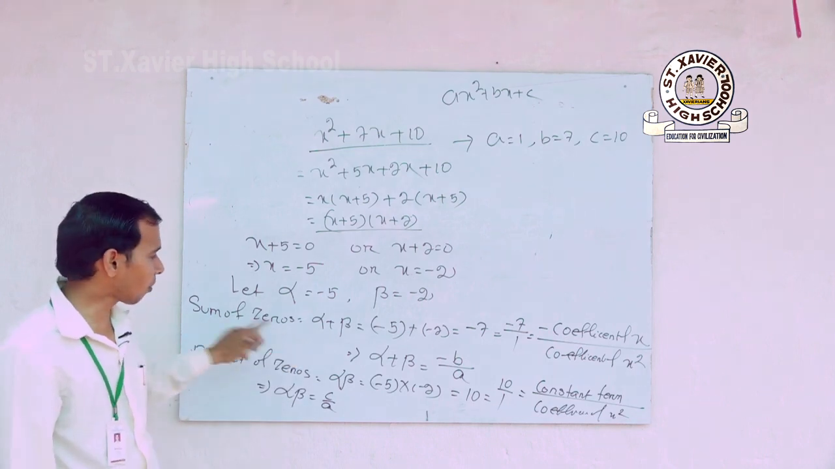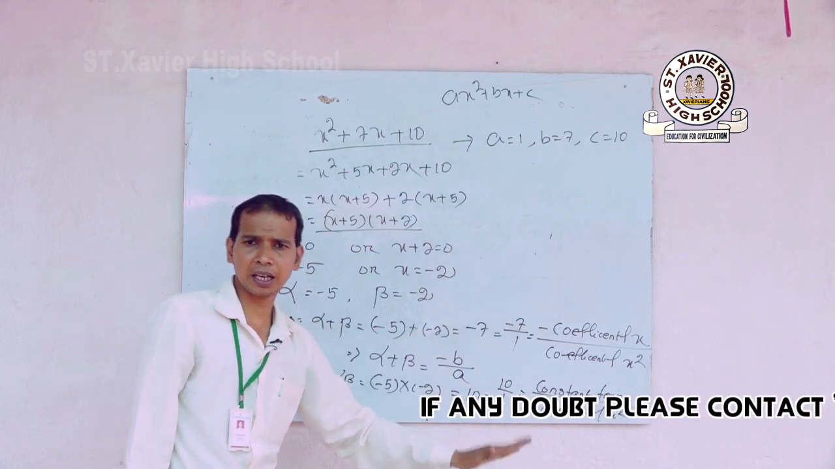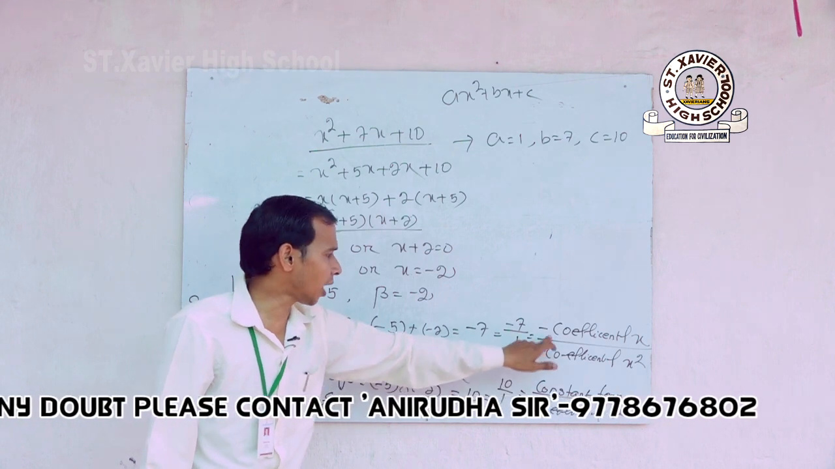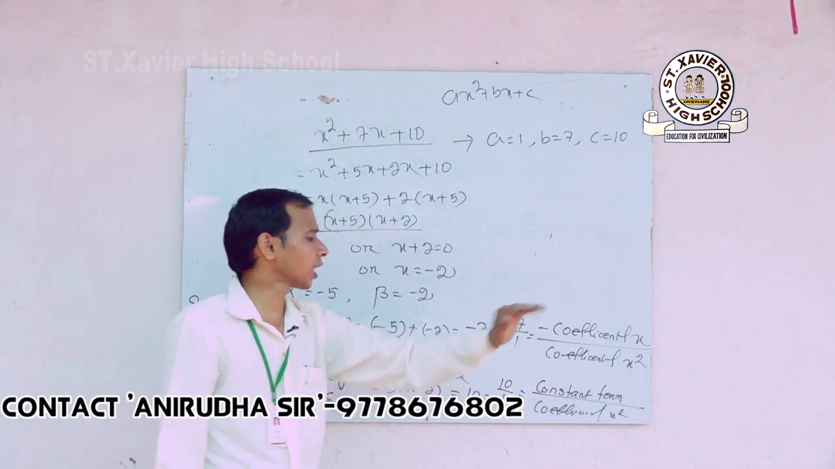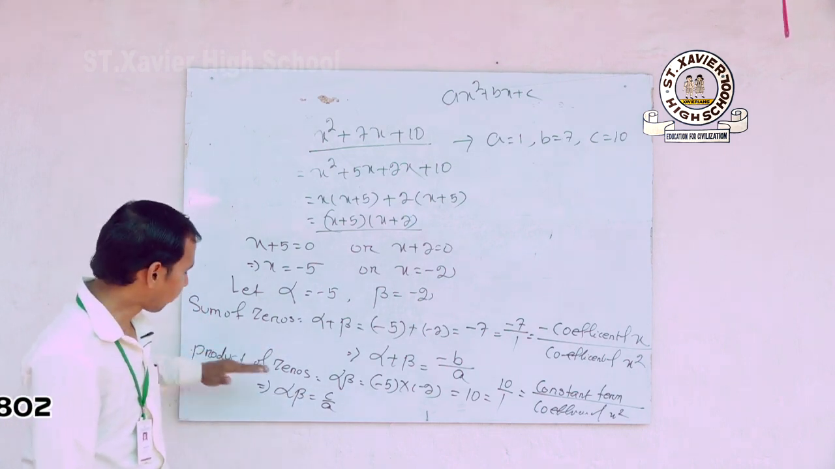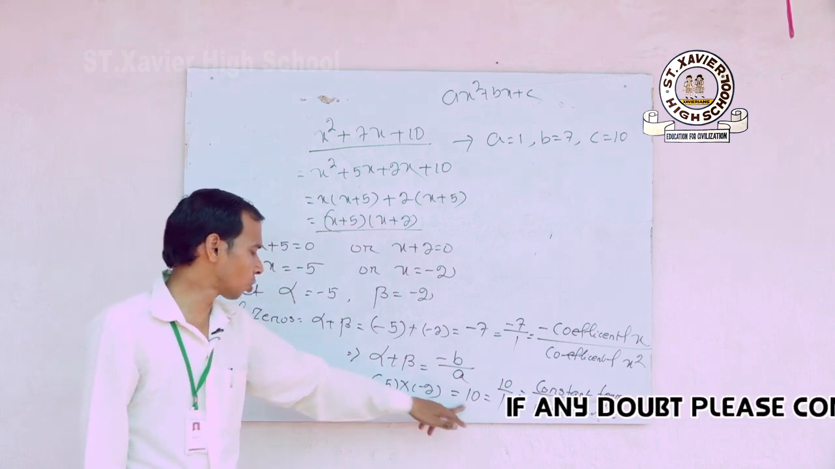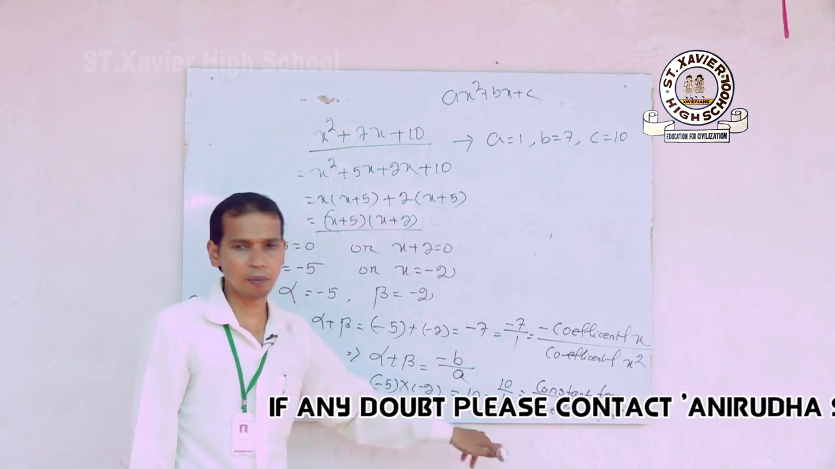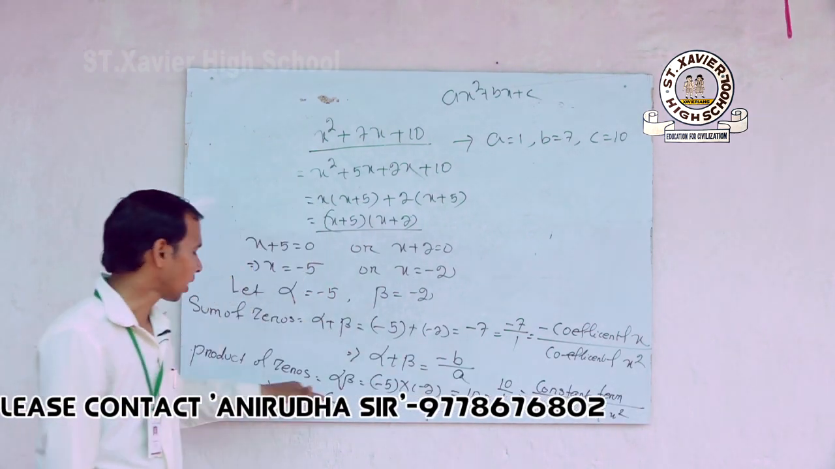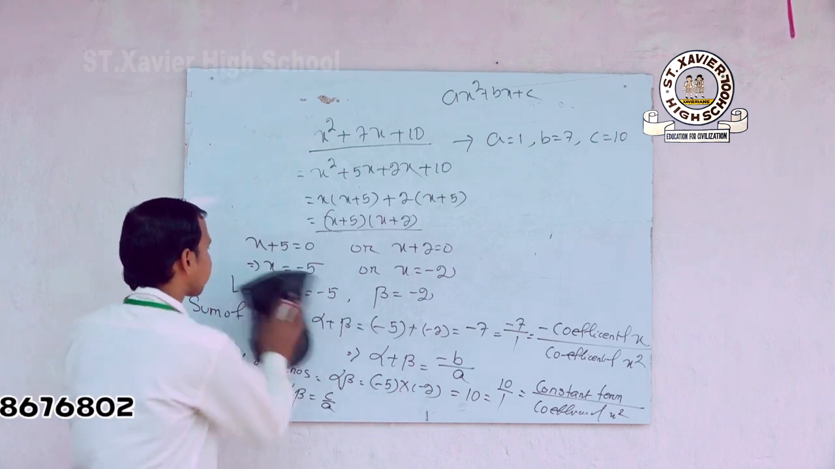Then you write the sum of zeros, the sum of minus 5 and minus 2 here is minus 7, and this can be reduced, minus 7 can be written as minus 7 by 1. So minus coefficient of x by coefficient of x square. Confirm this? Okay. Now product of zeros, alpha beta, minus 5 into minus 2 which is equal to plus 10. 10 can be written as 10 by 1, constant term by coefficient of x square, and for alpha beta you get c by a. Confirm this. Now come to the exercise.